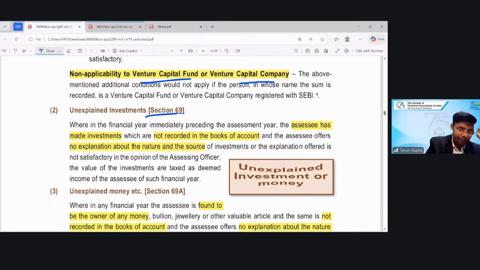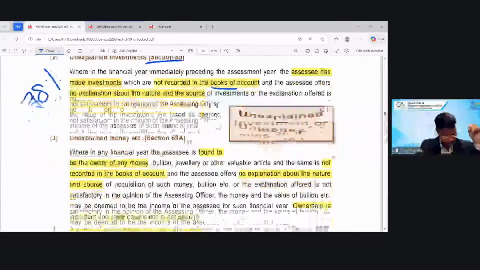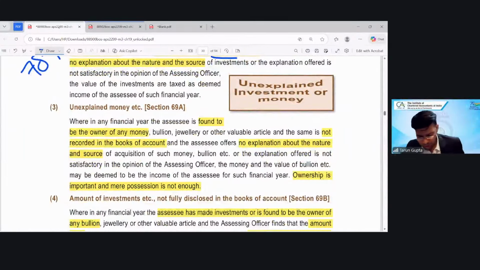Unexplained investment. If there are some investments which are not recorded in your books of account, then you need to explain the nature and source of such investment. If you could not explain the nature or source, or the explanation provided by you is not satisfactory to the AO, then the amount of such investment is taxable at the rate of 78%. Got it? Getting my point? You're with me?